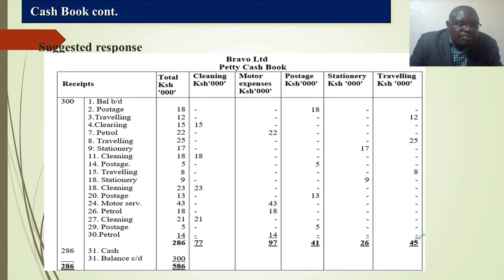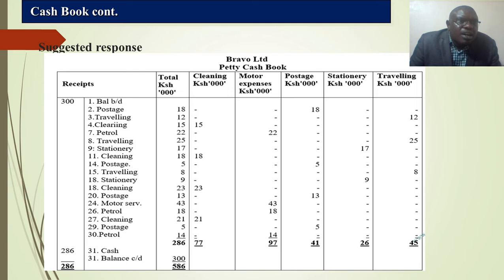Then traveling, the amount is 25,000. We go to the column headed traveling, we record 25,000, and we bring that amount back to the total column. Number 9 is stationery. So we go to the column headed by stationery, we record 17,000, we bring the total back to the total column. Date 11, cleaning. So we take 18,000 to the column headed cleaning, we record 18,000, and we bring the total back to the total column and we record 18,000.